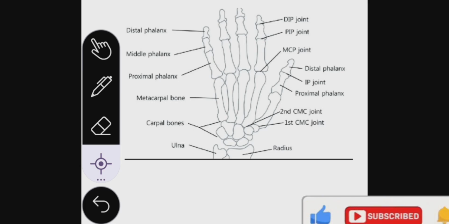The acronym is: She looks too pretty, try to catch her. She is scaphoid, looks, lunate. Too, triquetrum, pretty, pisiform. Try, trapezium. Note it is trapezium before trapezoid. Then too, trapezoid, catch, capitate. Her is hamate. She looks too pretty, try to catch her.